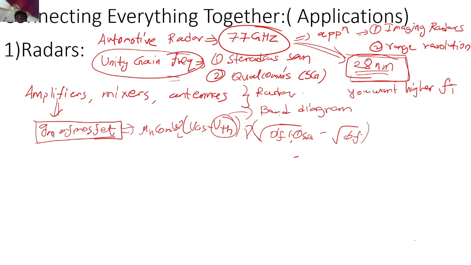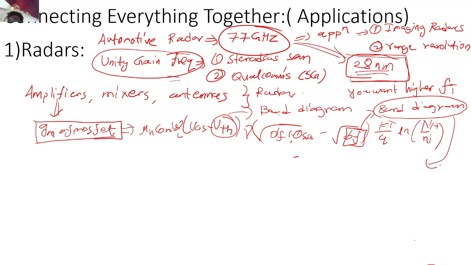So now where does this phi f come from? It comes from the band diagram. We derived this equation just by looking at the band diagrams and all, right? Now its value is what? Kt by q ln Na by Ni. I hope you haven't forgotten this. From where does my band diagram come? It came from the band splitting, and the second term came from the Kronig-Penney model, right?